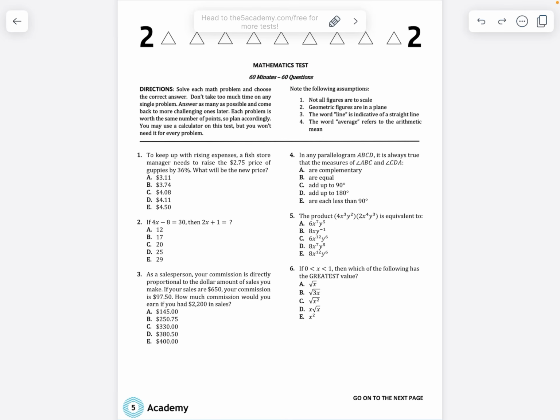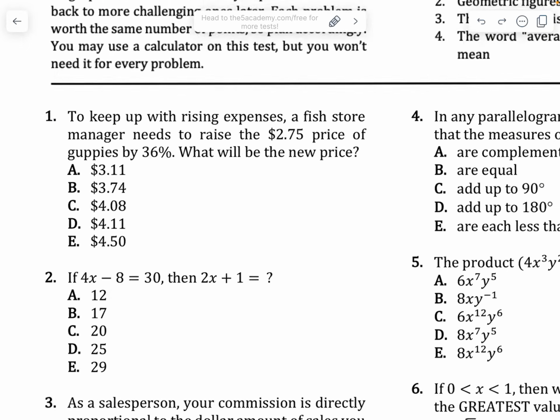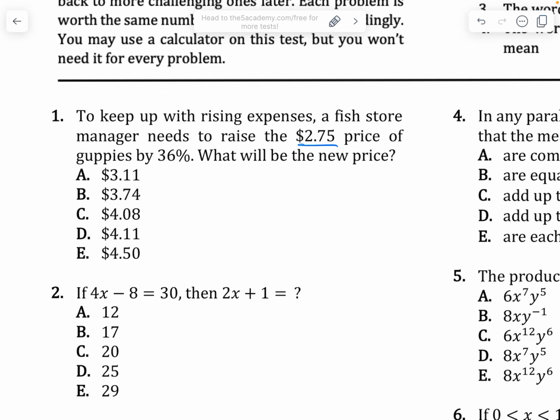So let's get started. To keep up with rising expenses, a fish store manager needs to raise the $2.75 price of guppies by this much. What will be the new price? Whenever you're increasing or decreasing a number by a certain percent, this is the formula. It's the original number multiplied by 1 plus or minus the percent written as a decimal, okay?